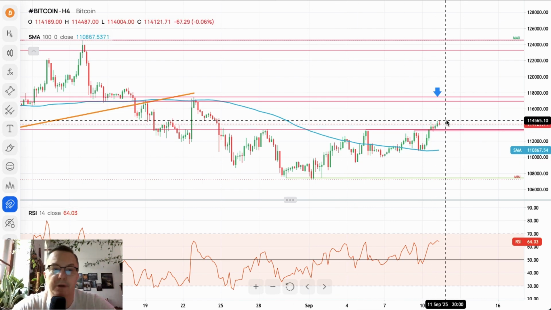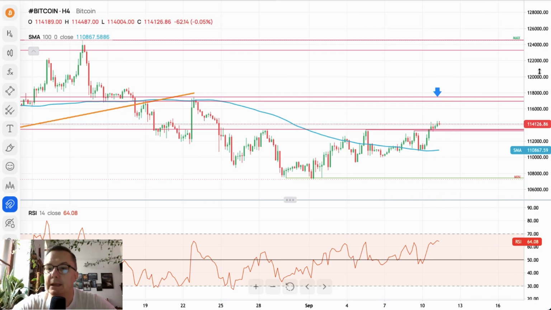The biggest trigger would be, of course, the Fed interest rate decision in September, possibly.